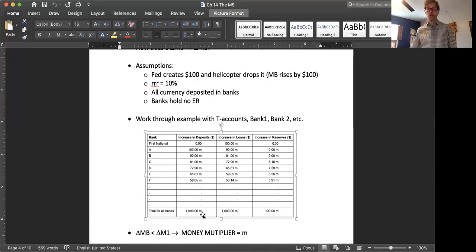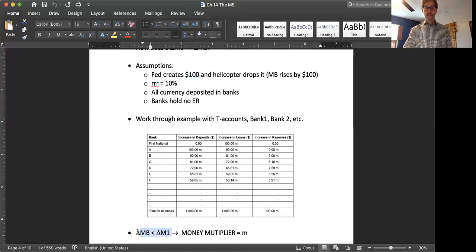In other words, while the Fed changed the monetary base by 100, the money supply, which is currency plus deposits, changed by 10 times that. And this is what we call the money multiplier. The money multiplier here simply says that the change in M1 is going to be bigger than the change in the monetary base.